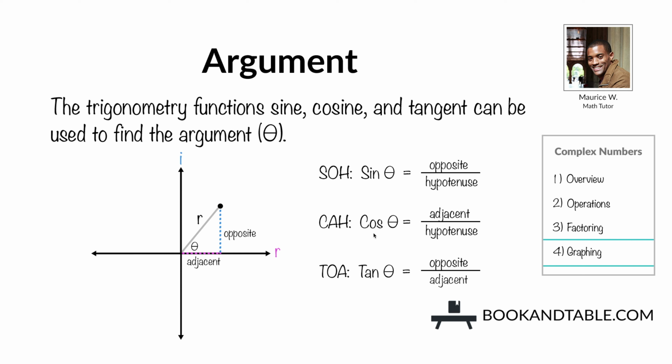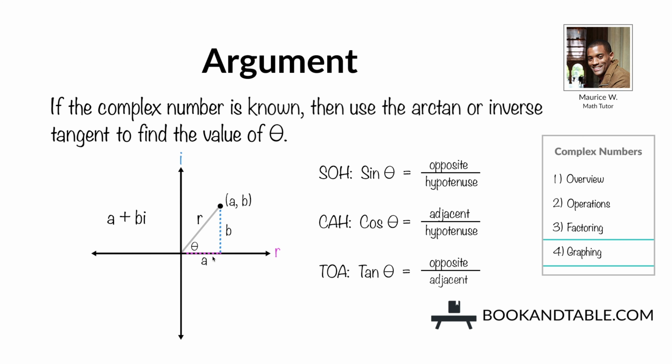CA represents the cosine of the angle, which in this case is theta. So CA is cosine, adjacent, hypotenuse. So the cosine of theta is equal to the adjacent side divided by the hypotenuse. Adjacent over hypotenuse. And TOA lets us know the tangent of the angle is equal to the opposite side over the adjacent side. Opposite over adjacent. Now, if the complex number is known, then use the arctan or inverse tangent to find the value of theta.